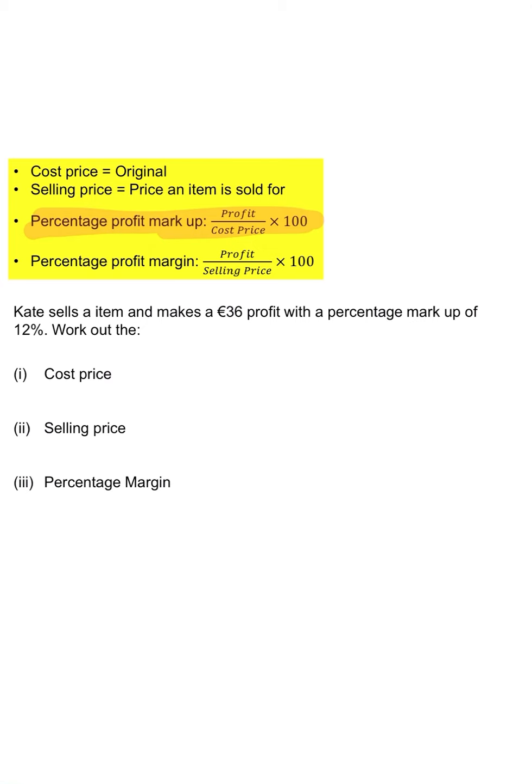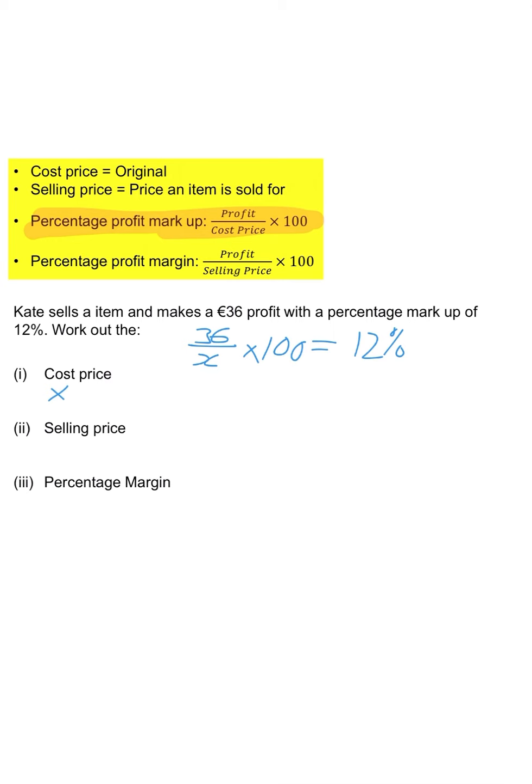Okay, so we have our profit is €36 over the cost price, which we don't know what the cost price is. So seeing as we don't know what it is, I'm going to call the cost price X. So we have 36 over X multiplied by 100 is equal then to 12%. Okay, and so I have an equation now, and we're going to solve now for X.